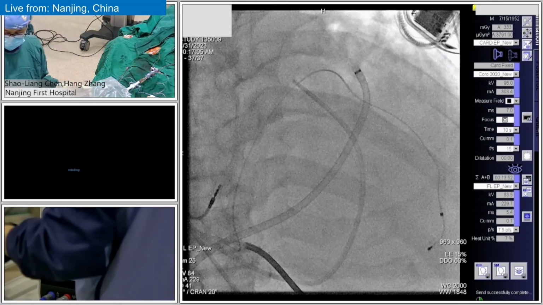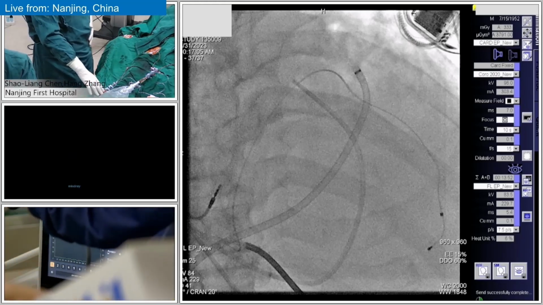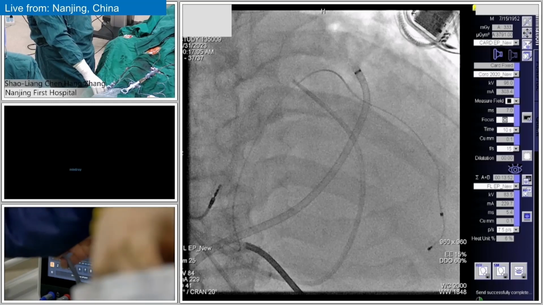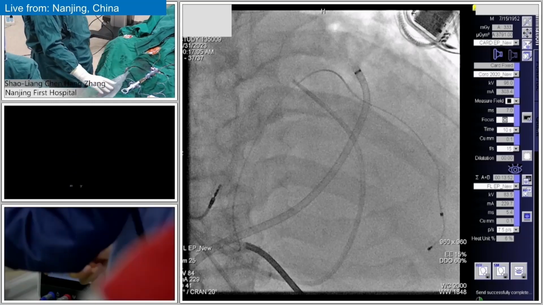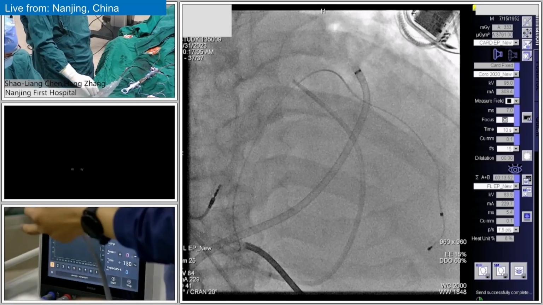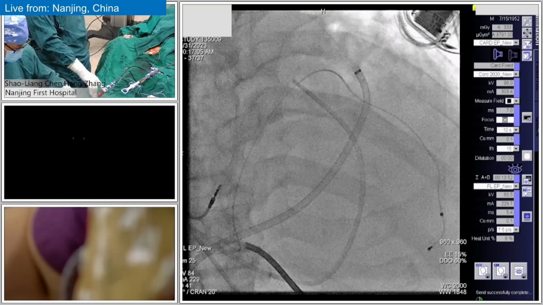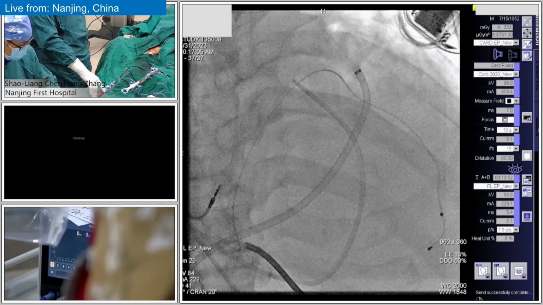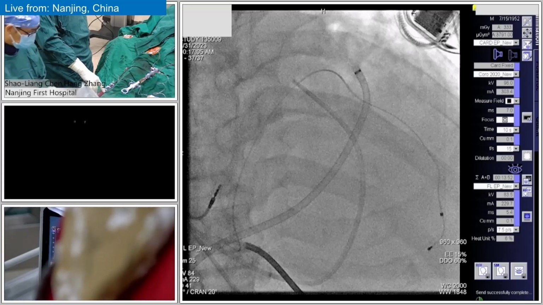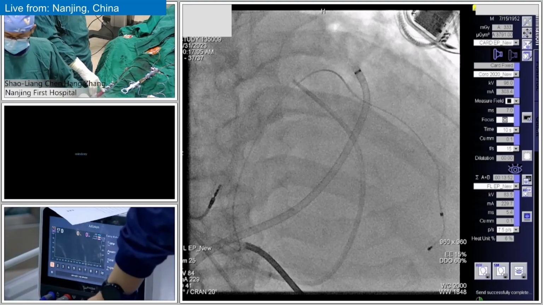So usually we define the diameter ratio of the piercing catheter to the main trunk of the pulmonary artery at 1.1 to 1.2. So the optimal diameter of the piercing catheter will be 35 millimeters.